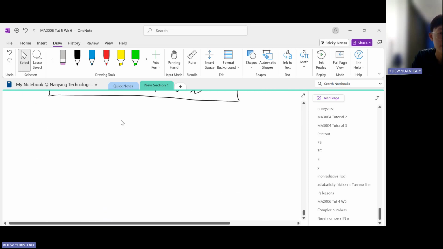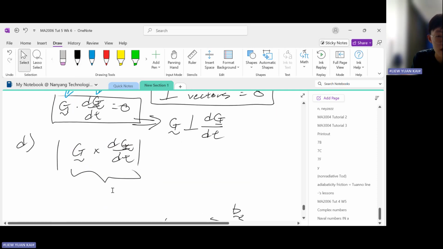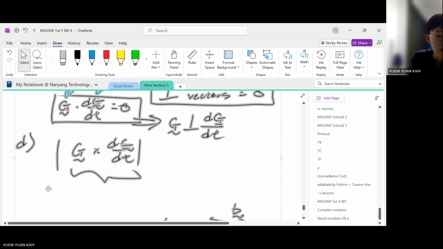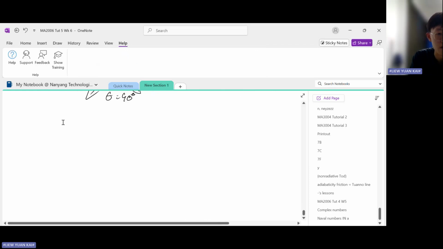Meaning to say, the vector G and the vector dg dt have an angle of separation of 90 degrees. Okay, so let's keep note of that. Now we want to find the magnitude of the cross product. I'm sure you've seen this formula for cross product before.